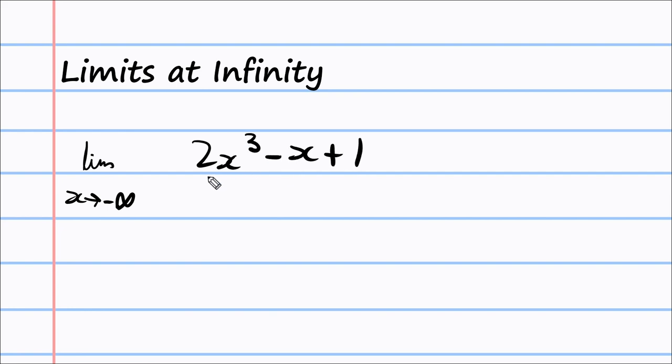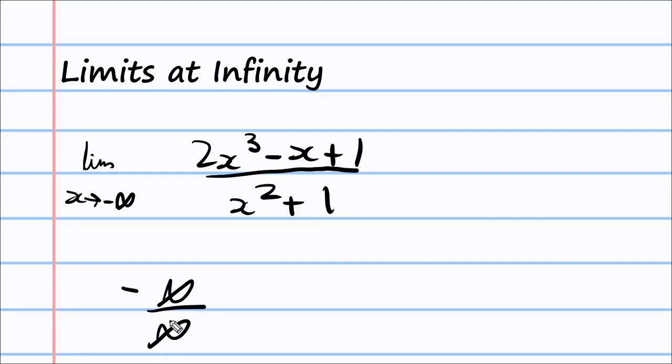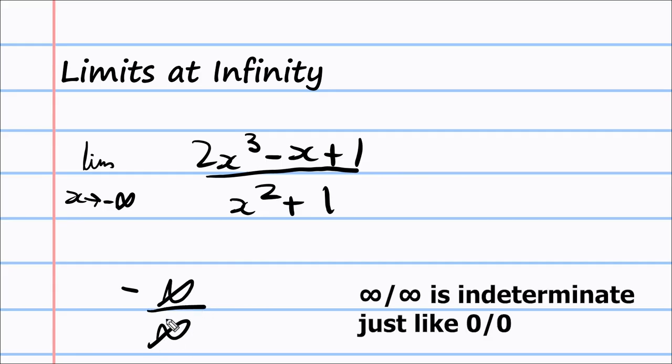Okay, so now let's explore limits at infinity. If I give you the limit as x approaches negative infinity of 2x cubed minus x plus 1 divided by x squared plus 1, how would you evaluate that limit? Well, if you directly substitute negative infinity here, you would get negative infinity over infinity. So that does not work.